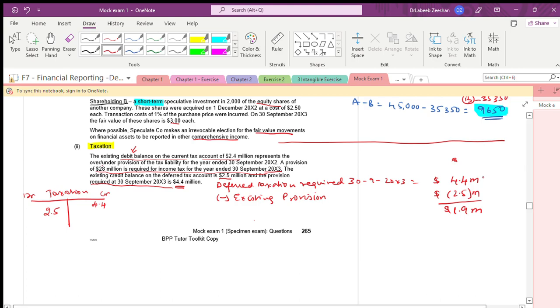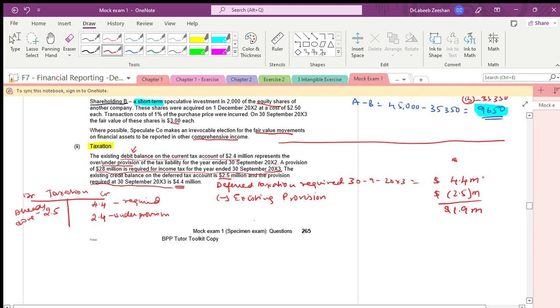If there is under provision, you have to add another 2.4. Is it right? How much you have to add? 2.4. I will write it separately here. This is under provision. This is the requirement, and this is already done.